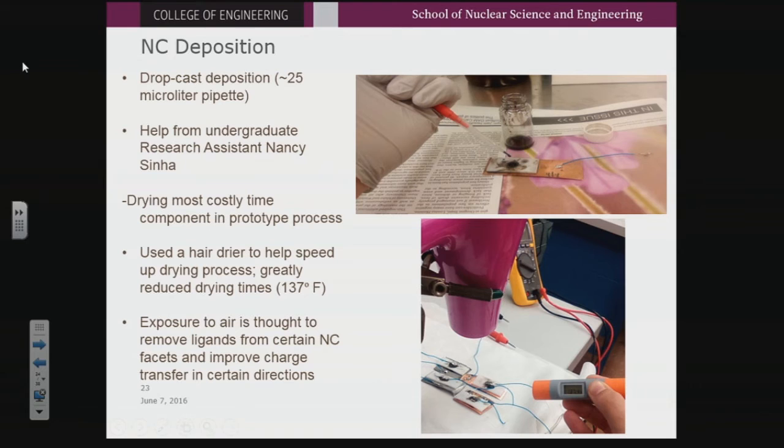Furthermore, I want to thank my girlfriend for letting me use her hairdryer. It helped greatly speed up the process. As you see, I'm taking a measurement there, and it's helping dry, it's heating up. If you were worried about oxidation, in the DFT report that I looked at, I found this: exposure to air is thought to remove ligands from certain NC facets and improve charge transfer in certain directions. So we had that going for us. That was pretty interesting.